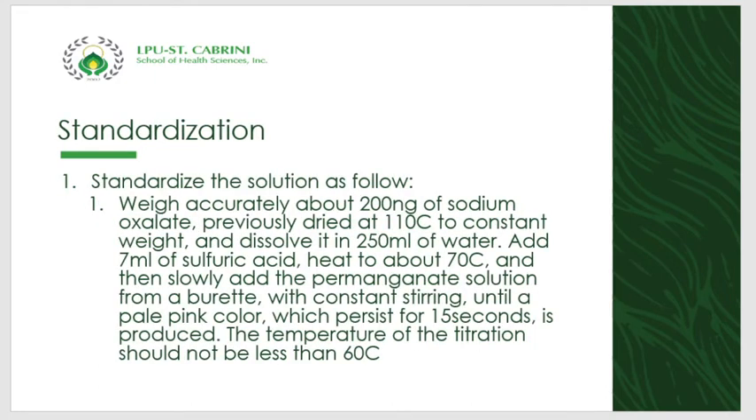Now, for the standardization, the standard solution is prepared as follows. First, weigh accurately about 200 milligrams of sodium oxalate, previously dried at 100 degrees centigrade to constant weight, and dissolve it in 250 ml of water. Add 7 ml of sulfuric acid, heat to about 70 degrees Celsius, and then slowly add the permanganate solution from a burette with constant stirring until a pale pink color which persists for 15 seconds is produced. Okay, the temperature of the titration should not be less than 60 degrees Celsius.